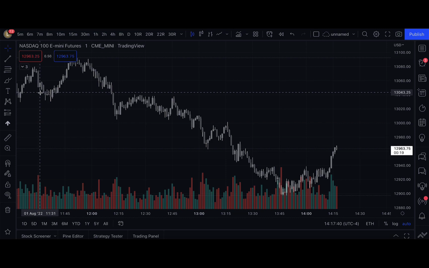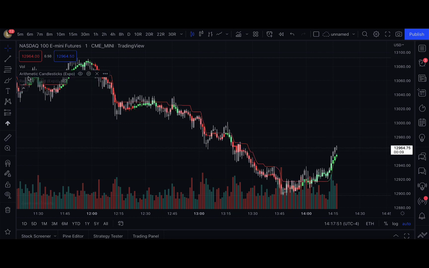I cannot pronounce the candlesticks correctly, so forgive me. I've been corrected many times, and I just cannot get the pronunciation right. So I just call these mathematical candlesticks, okay? But you guys know what I'm talking about. These arithmetic, mathematical candlesticks.